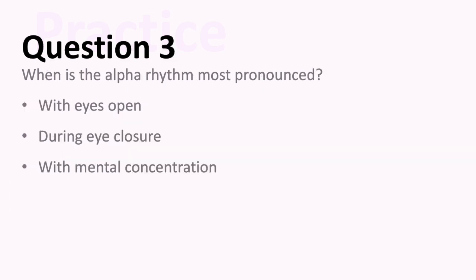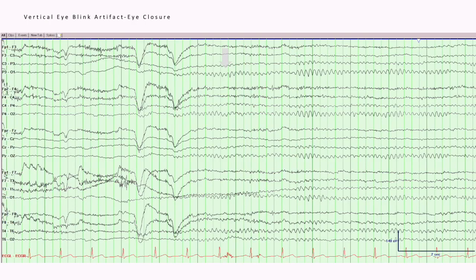Question 3. When is the alpha rhythm most pronounced? With eyes open, during eye closure, or with mental concentration? If you said during eye closure, you'd be correct. Remember that the alpha rhythm attenuates with eye opening and is accentuated by eye closure. Mental concentration may also attenuate the rhythm somewhat. Here is an example of an alpha rhythm, which is accentuated by eye closure with vertical eye blink artifact.